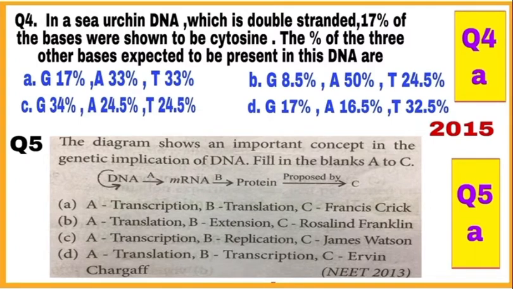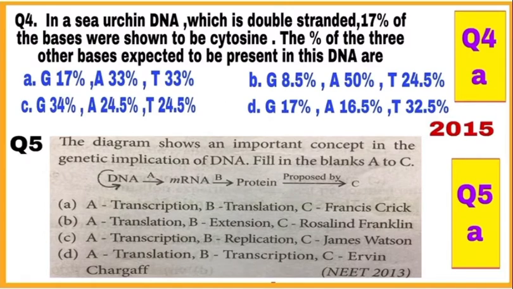Question number 5. The diagram shows an important concept in the genetic implication of DNA. Fill in the blanks A to C. रे डायग्राम देखो, डीएनए से डीएनए का बनना रेप्लिकेशन ऑफ डीएनए कहलाता है. डीएनए से मैसेंजर आरएनए का बनना ट्रांसक्रिप्शन प्रोसेस है. मैसेंजर आरएनए से प्रोटीन का बनना ट्रांसलेशन प्रोसेस है. एंड फ्रांसिस क्रिक described this unidirectional flow of information in 1958 as the central dogma.